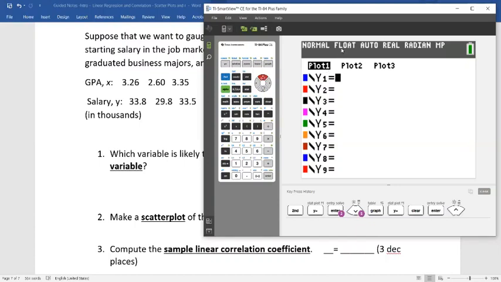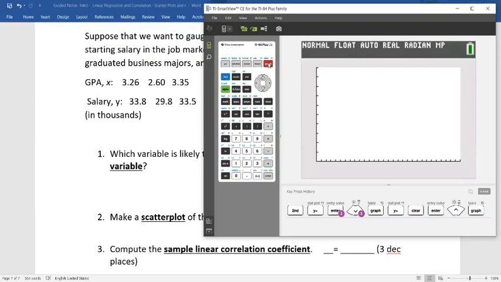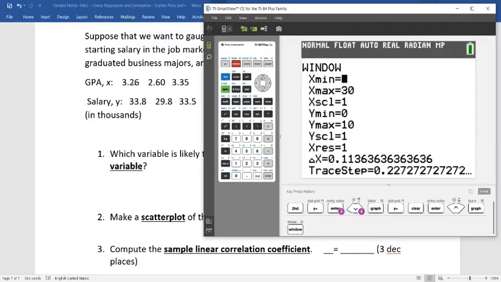But for now, I go back to graph and still I don't see any plots. So what I do, I will go to window and I can adjust the window manually. I just look at the type of values that I have right here. GPA from 3.2, that will be one number, up to the largest number. The smallest is 2.21 and the largest one is 3.87. So it seems that I have X between 2 and 4 and Y between 25 and 38.